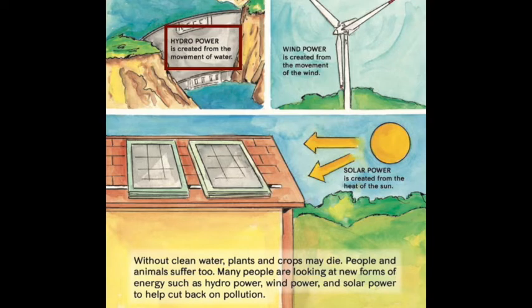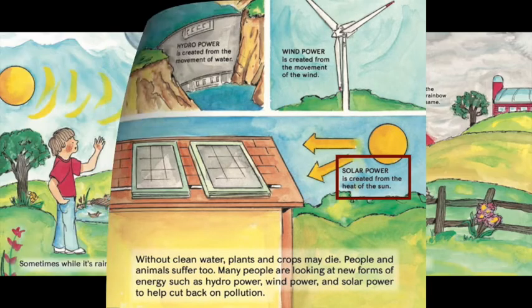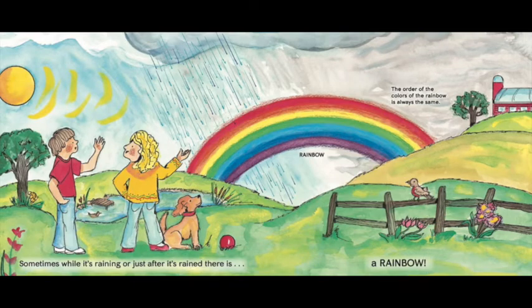Hydropower is created from the movement of water. Wind power is created from the movement of the wind. Solar power is created from the heat of the sun. Sometimes while it's raining or just after it's rained, there is a rainbow. The order of the colors of the rainbow is always the same.